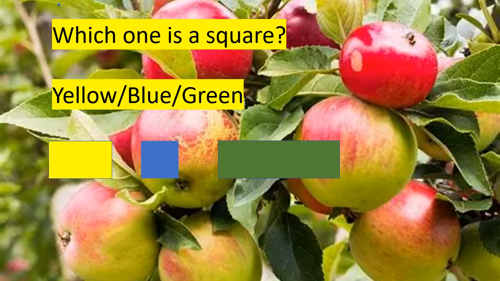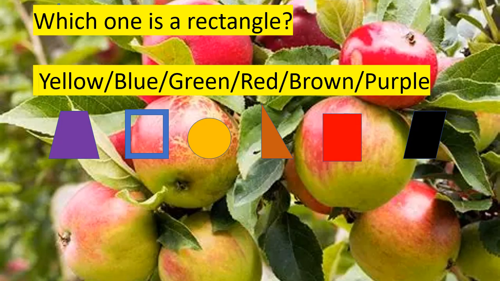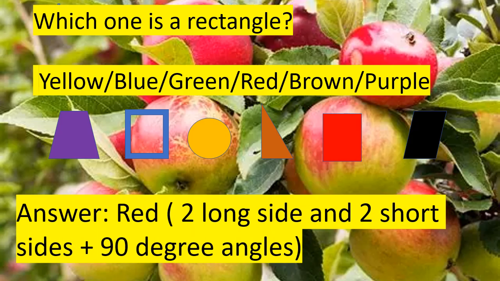Which one of these three objects, the yellow, the blue, and the green, which one is a square? And the answer is the blue one, because the sides must be equal, and they're not in the green one or the yellow one. Which one of these is a rectangle? And the answer is the red one. It's two long sides and two short sides, and also 90-degree angles.